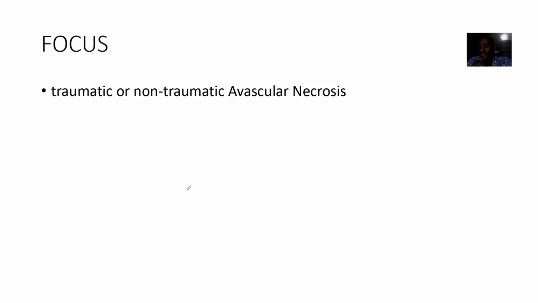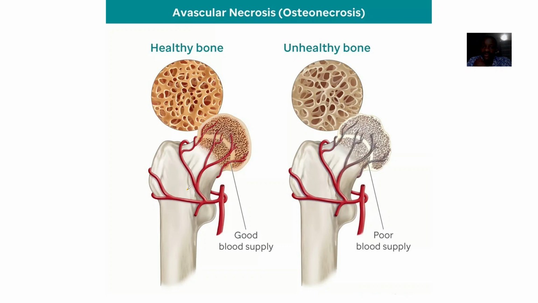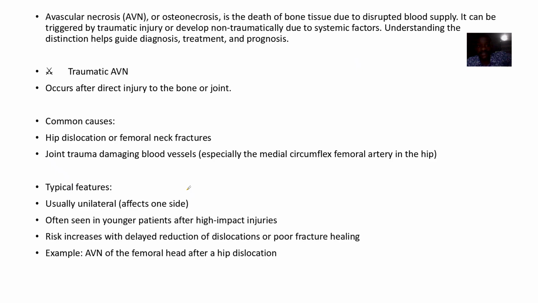Then non-traumatic, yes, the blood supply to the hip joint is also disrupted, but it was not due to what? An injury, a physical injury. Do you understand? So for the different types, we said that avascular necrosis is the death of bone tissue, and this is because the blood supply has been tampered with. It can be triggered by traumatic, that's injury, or non-traumatic.